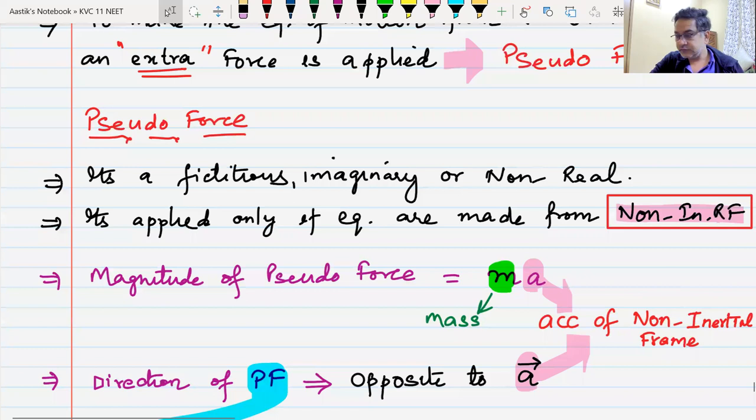Imaginary or non-real? Non-inertial reference frame are imaginary. It seems like no one has studied what we had done in the previous class. So I'll give you 5 minutes. Go through what we had done in the previous class. Read everything and then we will start the class. So you have 5 minutes to read and answer my questions and then we will start the class.